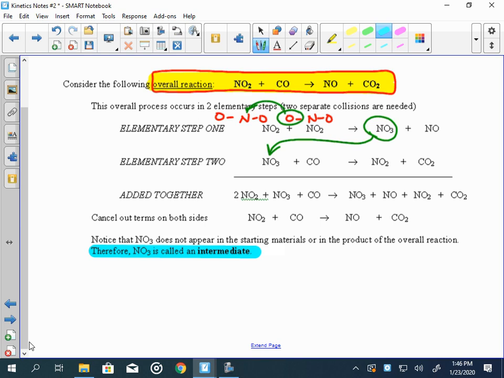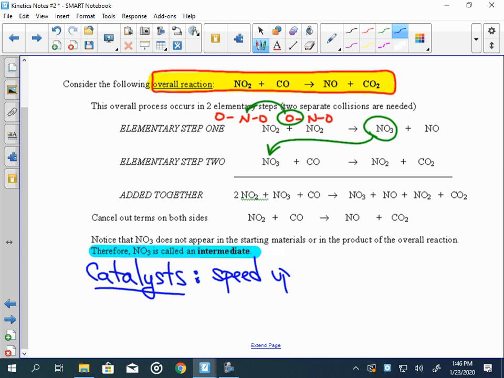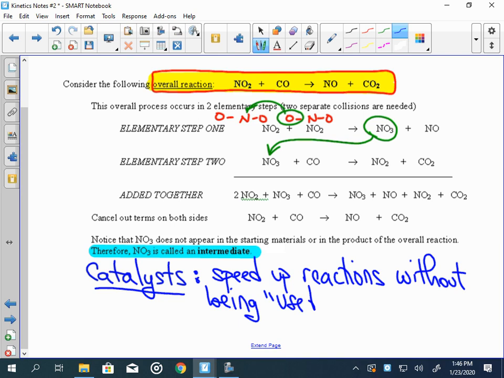I also want us to add, right here where we see intermediate down below, I want you to add catalysts. Now I know we talked about it in the earlier notes, but I want it right here by intermediate because catalysts, as you know, speed up reactions without being, quote, used up. Okay?